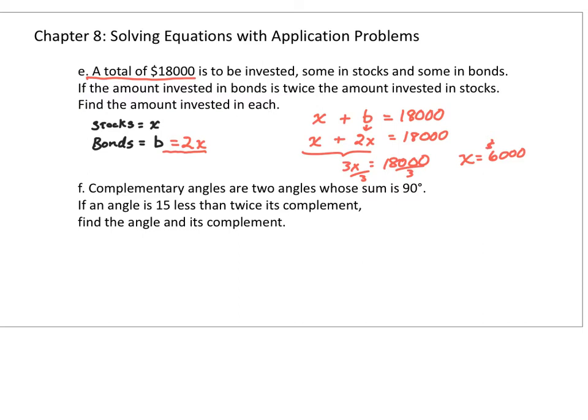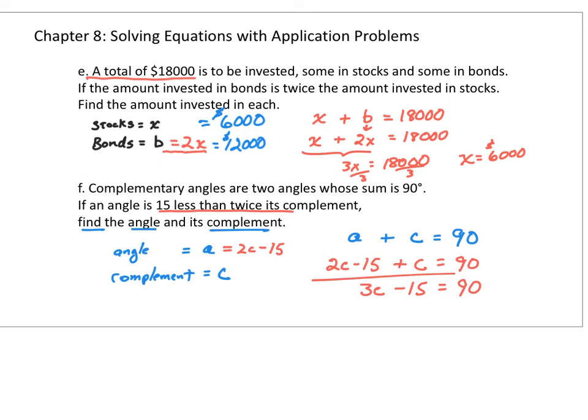Let's go over here and write that. 6,000. And that would mean 2X, which is 2 times 6,000, would be 12,000 invested in bonds. Sounds about right? Stocks are a little riskier, so you want to invest some, but keep the bulk of your investments in secure bonds. Okay, so try the next one. Pause the video and check to see how you can do that.